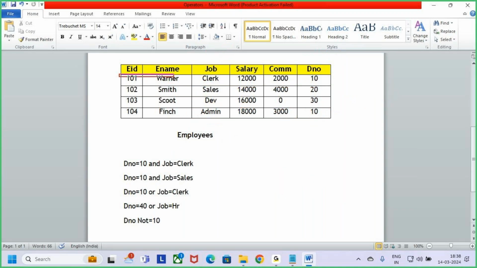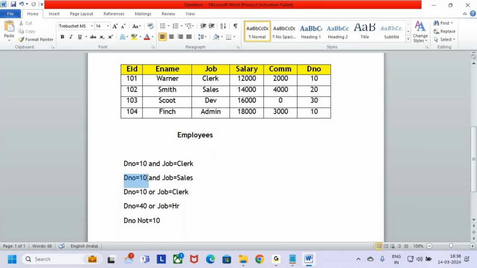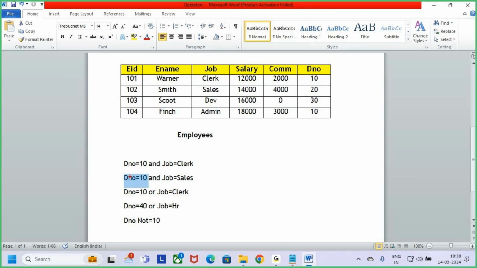Which row will we get? Warner's employee details, where the employee is working in the 10th department and is also working as a clerk. Next, my second condition is, I want to find out the employees from the 10th department. Here my first condition is department number is equal to 10, and I'm using the AND operator again, and the job is equal to sales.